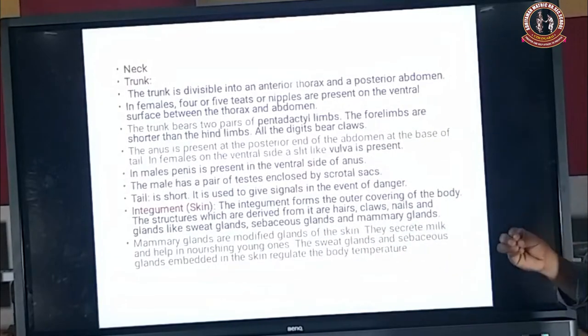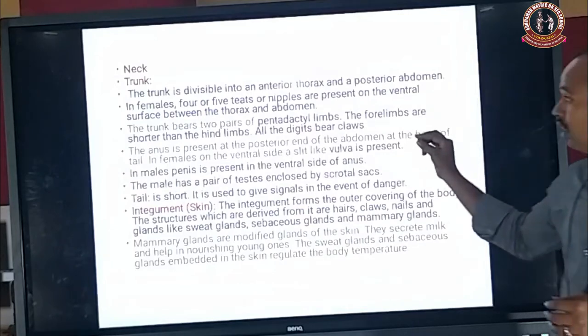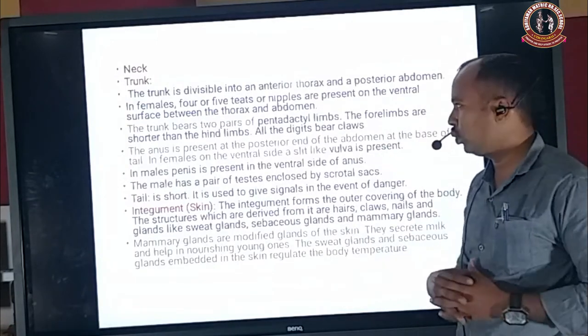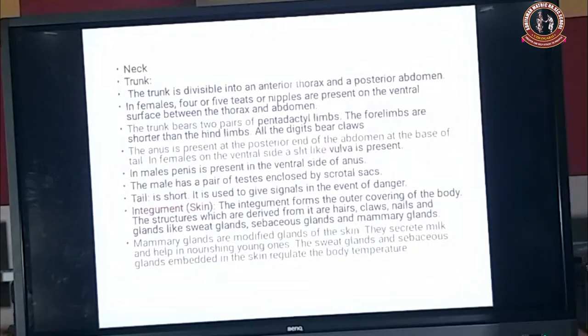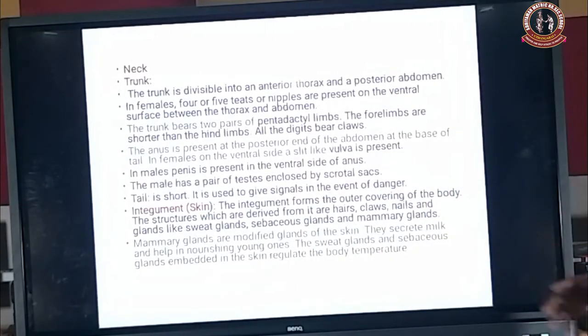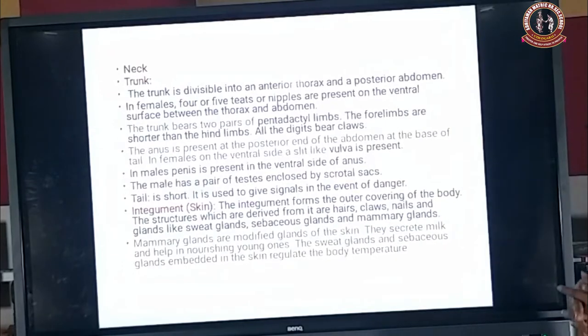The rabbits live in the soil and they make burrows. The claws are very helpful for making the burrows. And then the anus is present at the posterior end of the abdomen at the base of the tail. Both male and female contain the anus, the last region of the body. Okay, that is called the anus. The main function of the anus is that it mainly helps in the elimination of excretion. And in females, on the ventral side of the anus, a slit-like vulva is present.